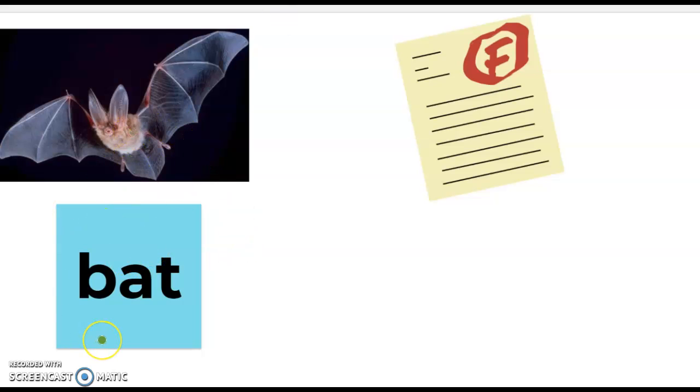Now we're going to look at the word bat again. Bat. The beginning sound is B. The ending sound is T. So we have the beginning sound, middle sound, ending sound. And now someone did bad on their test. So we're going to change the word bat to bad. Bad. We're going to change this T to a D. What letter do we need?